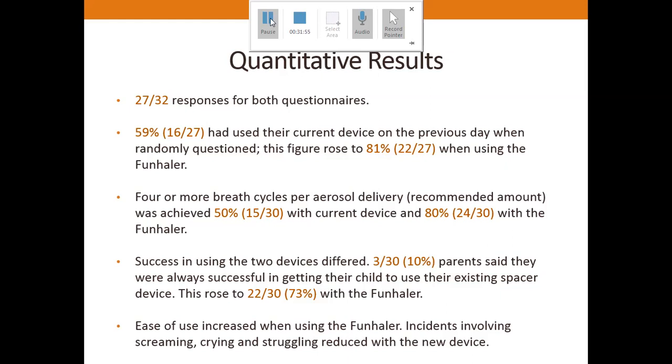So they said that the Funhaler was associated with fewer problems than when using the existing device. So because it was so easy to use, the incidents where the children were screaming, crying, struggling, didn't want to use it, reduced when they were using the Funhaler, the new device.